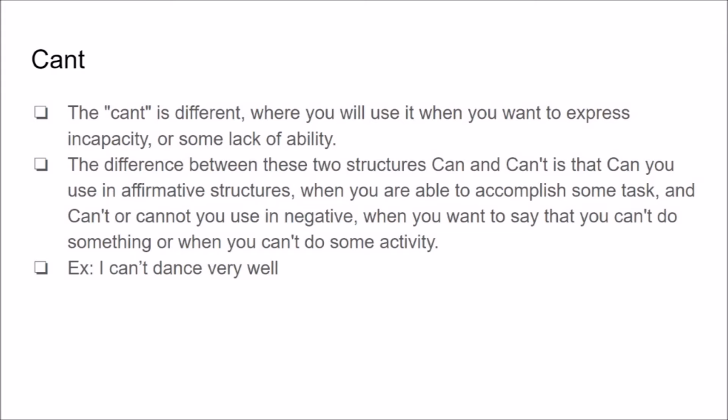Now the can't is different, where you use it when you want to express the idea of incapacity or some lack of ability. The difference between these two structures, the can and the can't, is the can you use in affirmative structures when you are able to accomplish some task, and the cannot or the can't is used in a negative sentence when you want to say that you can't do something. Example is I can dance very well.